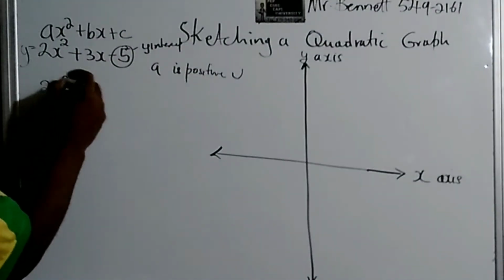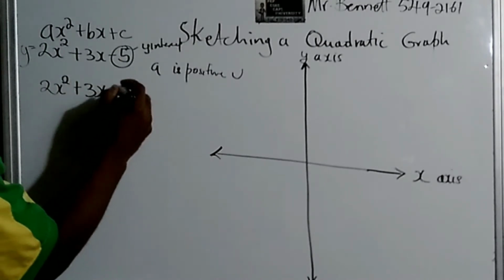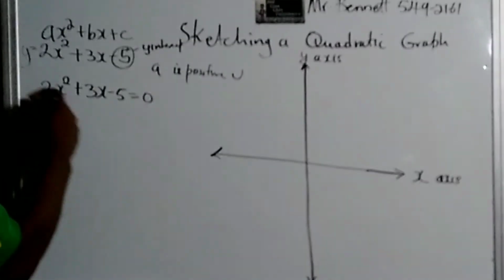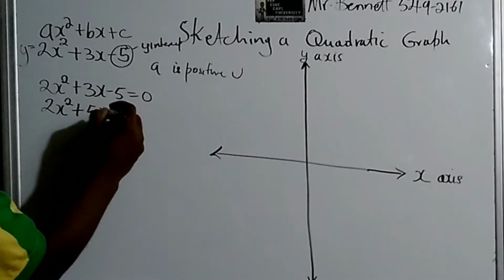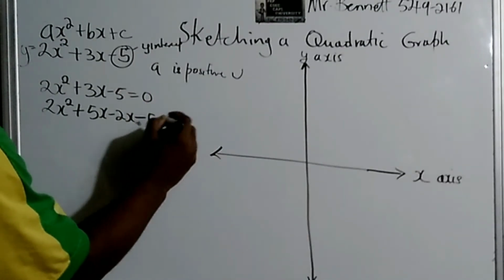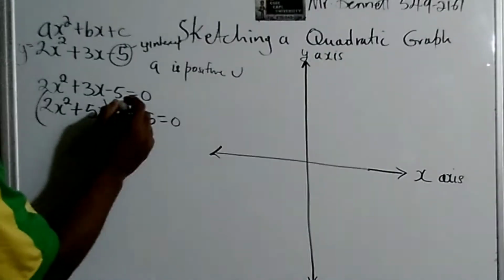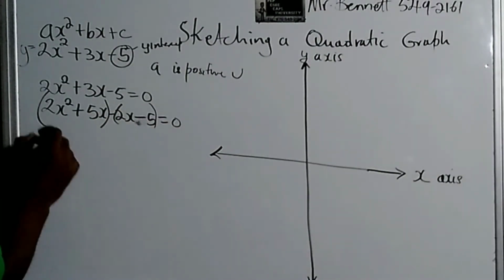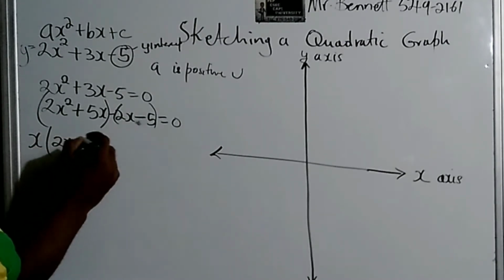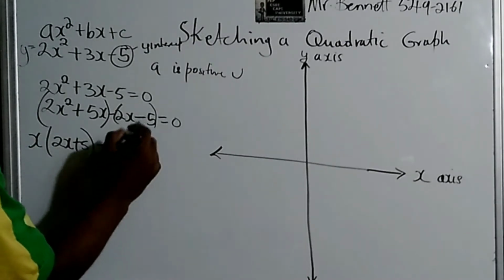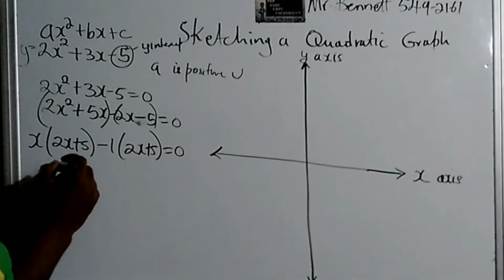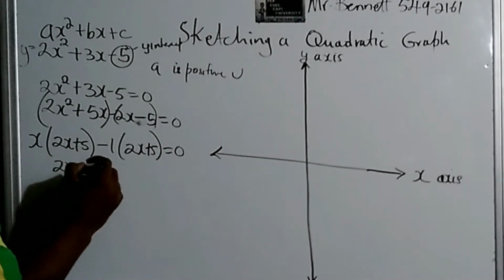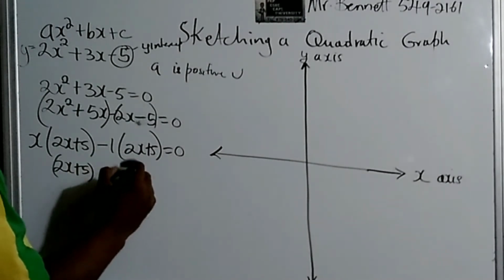So 2x squared plus 3x minus 5 equal to 0. So you just factorize and solve. I'm not going to be hesitating about this, because this factorization is already on the channel, so you guys can check that out if you haven't. So we're going to factorize this. So it will be 2x plus 5 and x minus 1.